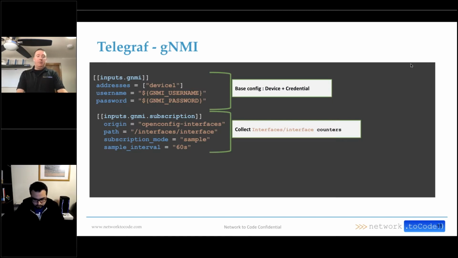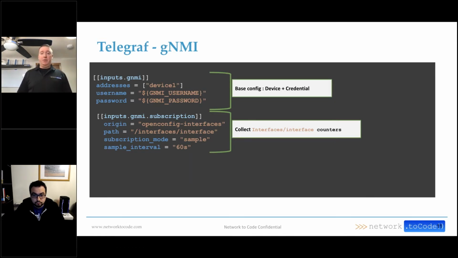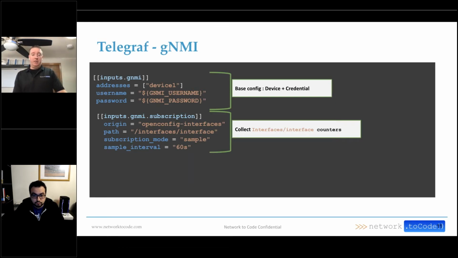So the configuration that we'll have, this is GNMI. We see that we have our inputs, we define our addresses at the top, and then we have a username and password. Pretty straight to the point for that. And then we start to have a list of subscriptions. In this case, we have a single subscription that we're looking to get the interface information. We have our subscription mode of sample, and we're going to sample that interval every 60 seconds. So we're going to request that we get this data from the device every 60 seconds sent to the Telegraf agent.